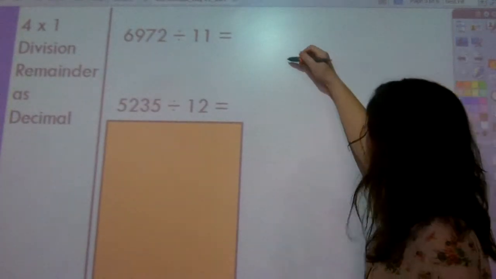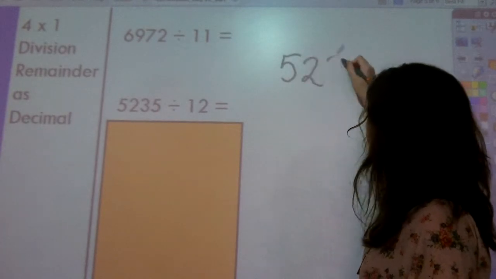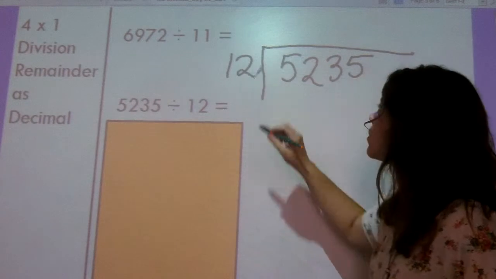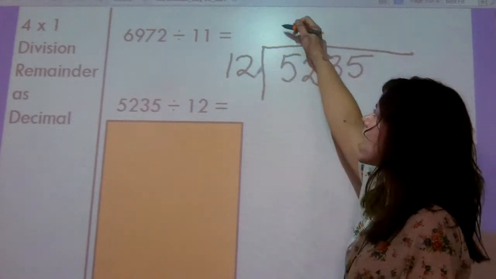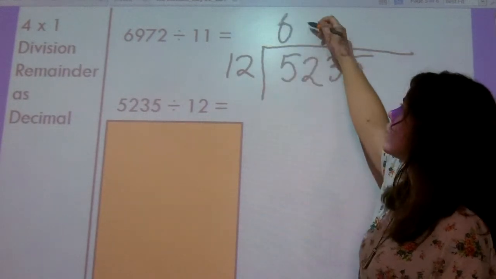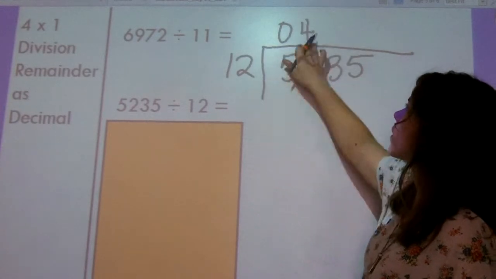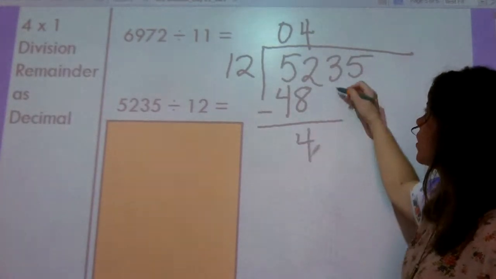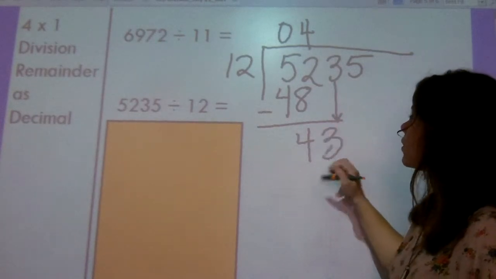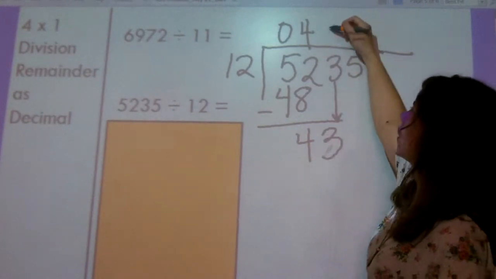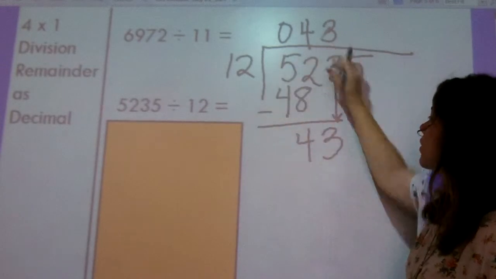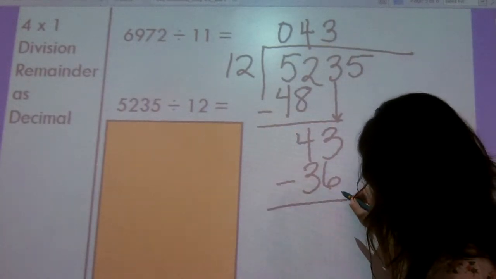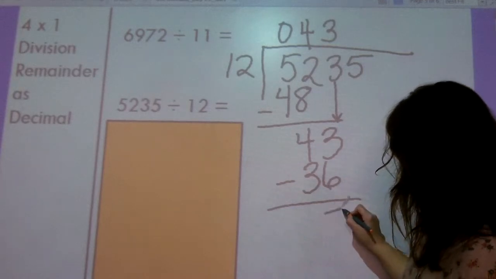I told you, the numbers are getting bigger. 5235 divided by 12. Counting by 12s. Does 12 go into 5? No. 12 goes into 52 4 times, because 12 times 4 is 48. I'm left with 4. Bring down my 3. 12 goes into 43 3 times, because 12 times 3 is 36. This leaves me with 7.